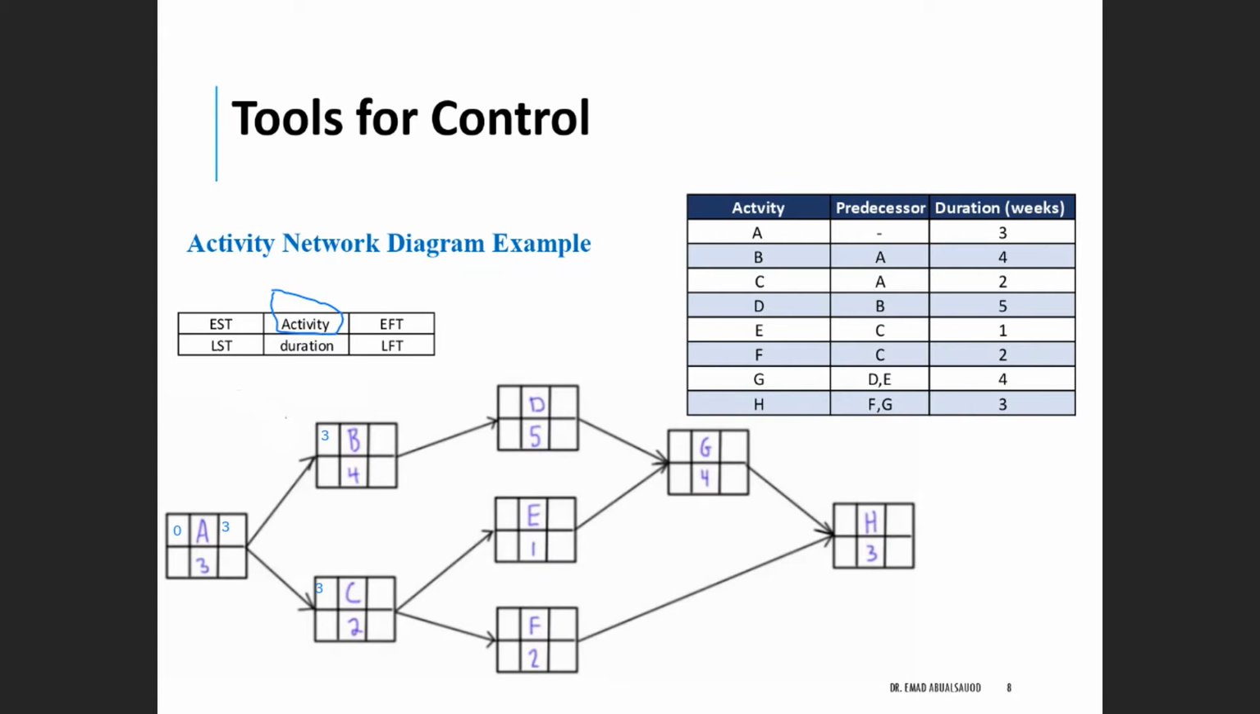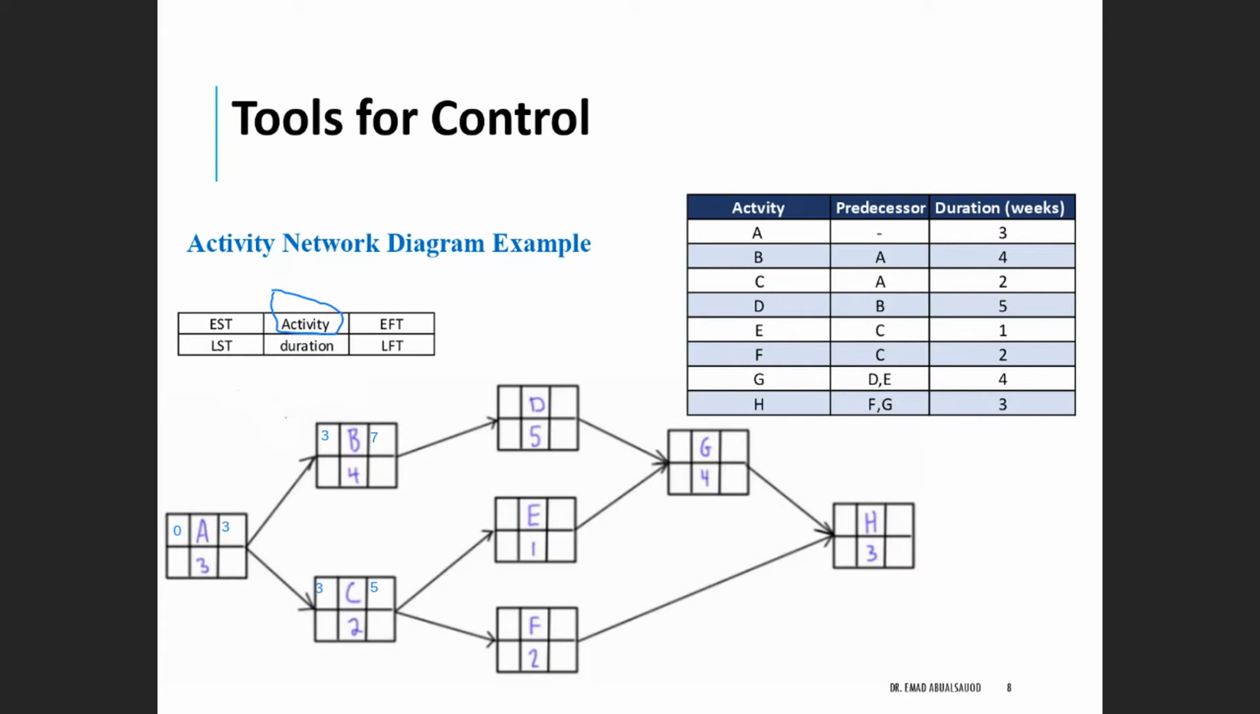Now, what about the early finish time for activity B? What you do is you add this 3 to the 4 to get the early finish time. So in our case it will be 3 plus 4, which is equal to 7. That will be the early finish time for activity B. And for activity C, 3 plus 2, it will be 5. So that will be the early finish time for activity C.